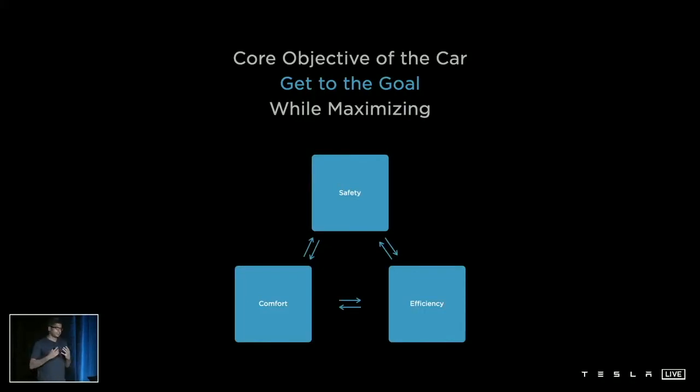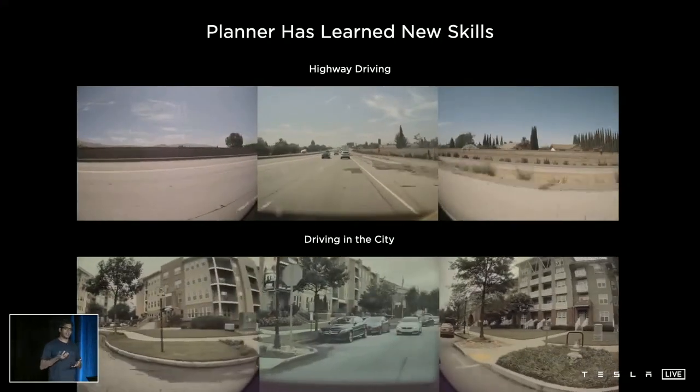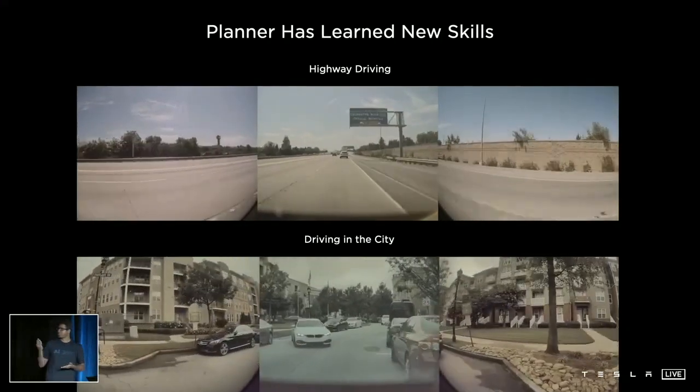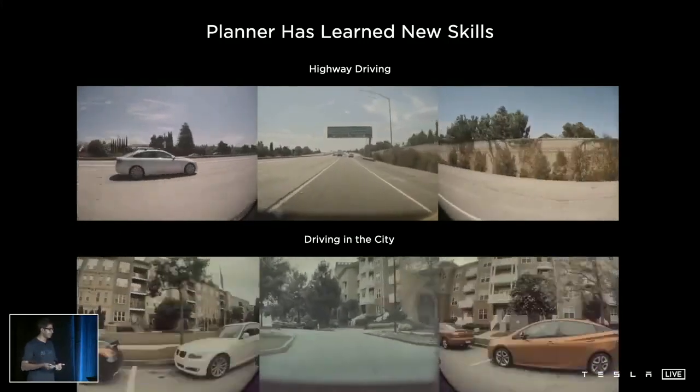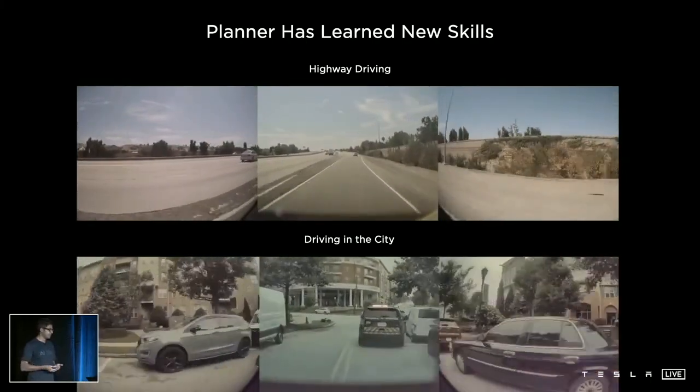My name is Ashok. I lead the planning and controls, auto labeling, and simulation teams. So, like Andre mentioned, the vision networks take dense video data and then compress it down into a 3D vector space. Even back in 2019, our planner was a pretty capable driver. It was able to stay in the lanes, make lane changes as necessary, and take exits of the highway. But city driving is much more complicated.